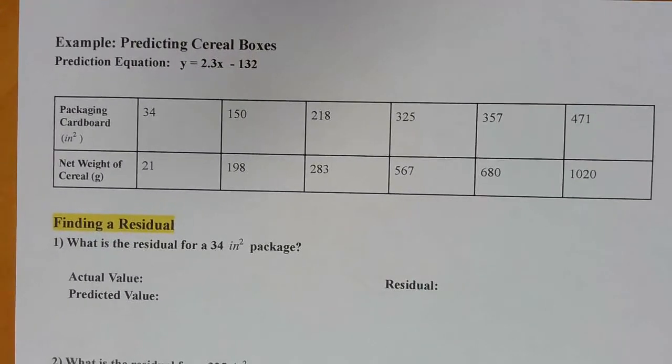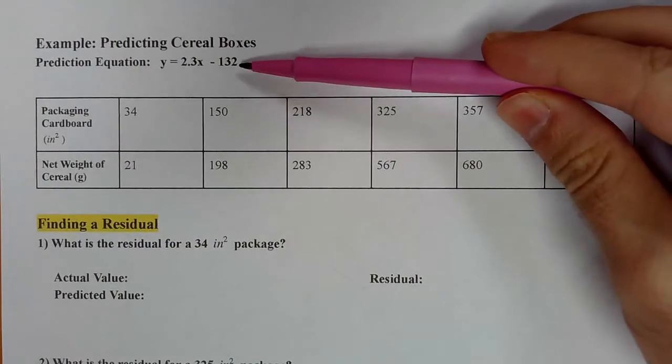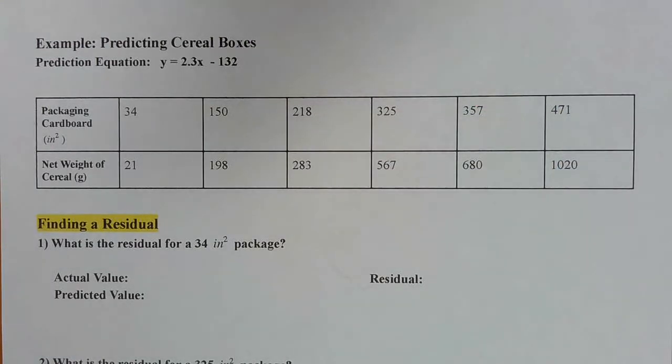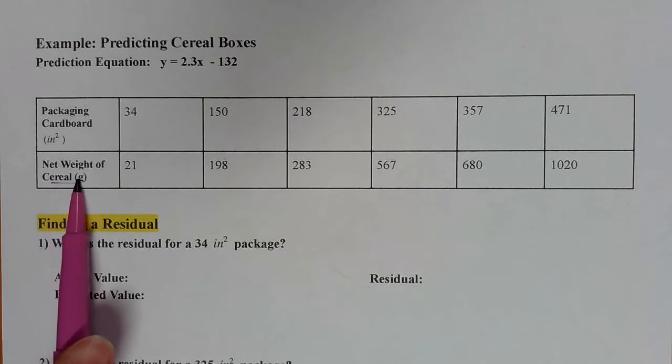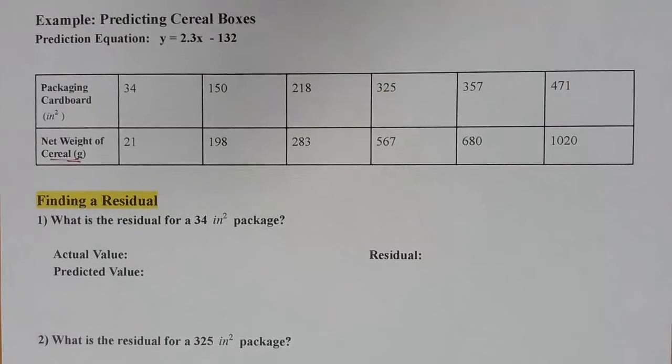So we have a line of fit that has this equation, y equals 2.3x minus 132. This was predicting the net weight of cereal based on how much packaging cardboard was used. So this prediction equation is predicting the weight. All right, let's look at our first example.